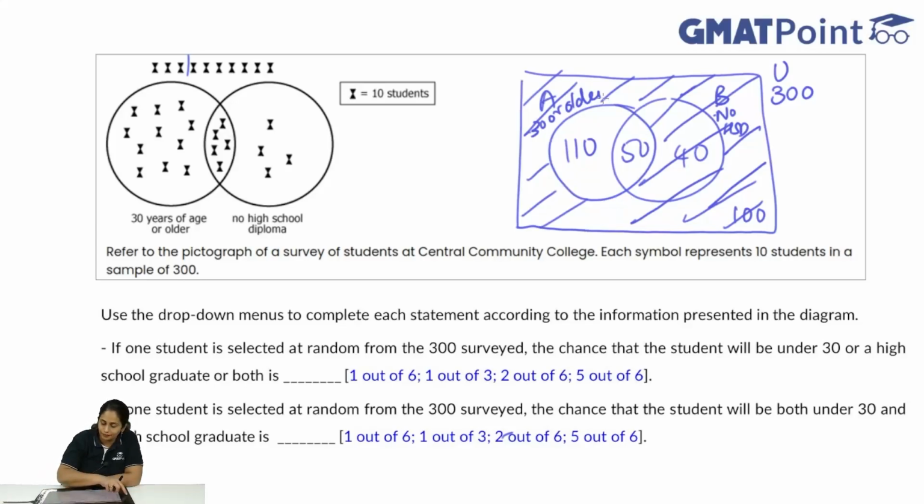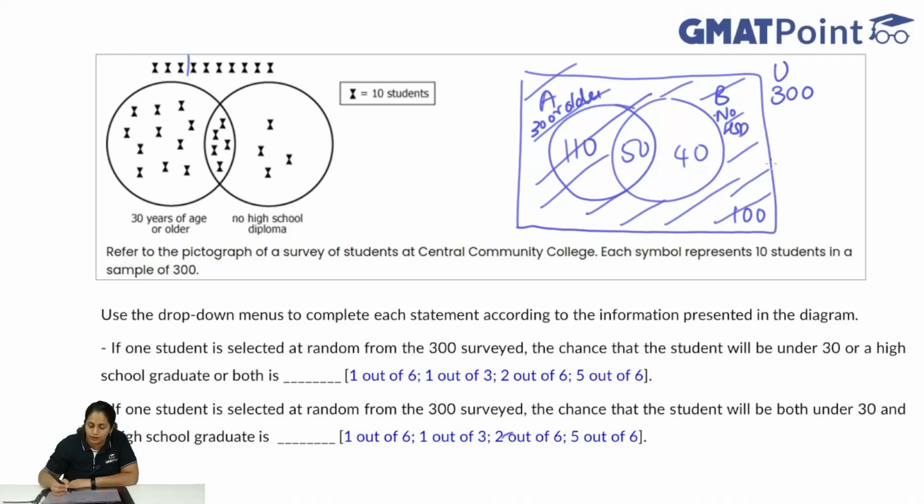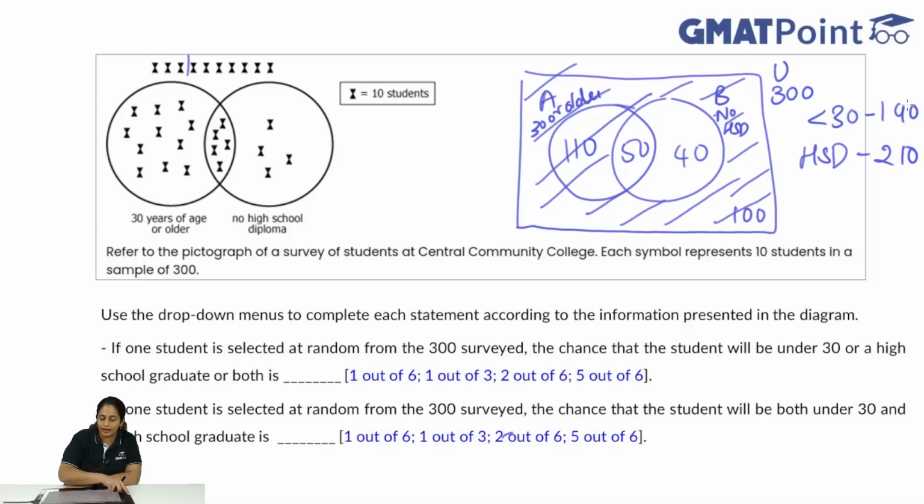Similarly, I'll remove this. So how many have no high school diploma? This 50 plus 40, these 90 have no high school diploma, which means that everybody else over here, this area over here, which is like 210 students as such, these 210 students do have a high school diploma. So high school diploma is 210 students. Under 30 is how many students? That is 140 students. Okay. So this information I can infer from the given figure as such.